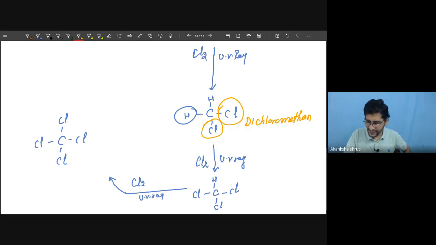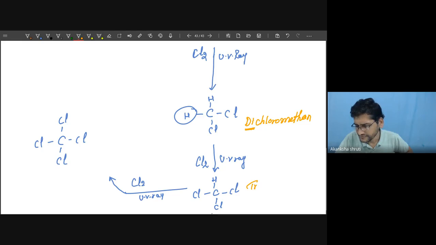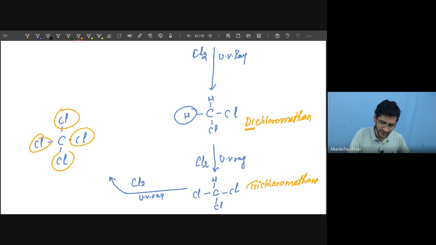Another one coming here, 3 chlorines are there. It means I shall use the prefix tri in place of di. So it is called trichloromethane. And here it is the 4. So for 4 we are using the term tetra. So this is called tetrachloromethane. It's also okay.